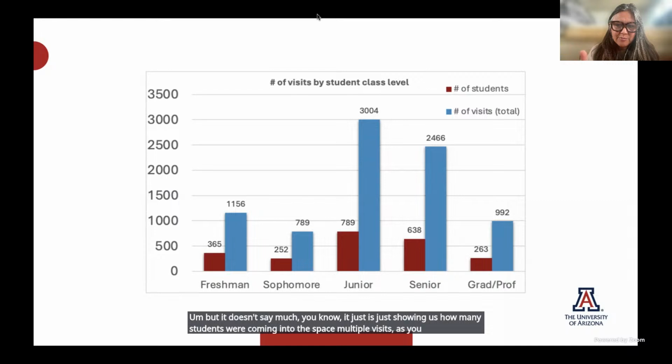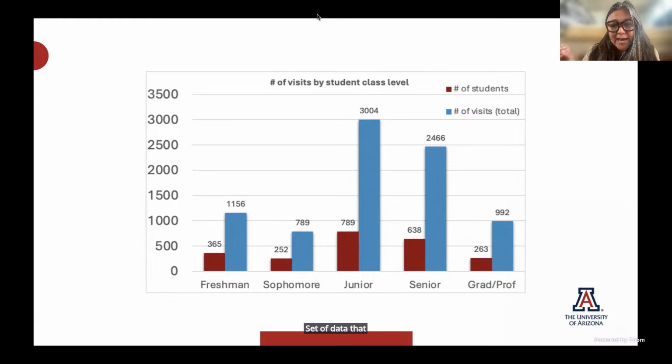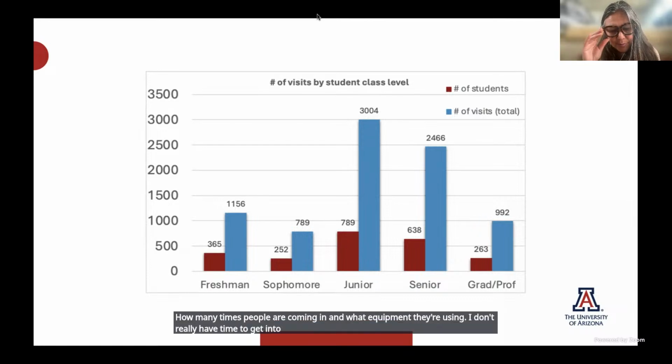So we weren't able to break down by class how many students came in multiple times, but I have a different set of data that's really tracking now because of our new sign-in station: how many times people are coming in and what equipment they're using. I don't really have time to get into that, but we did implement a new sign-in system that is allowing us to track usage much more accurately.